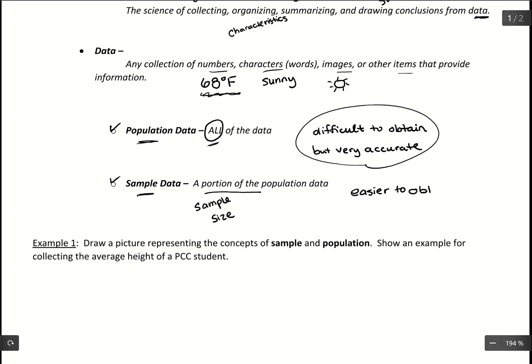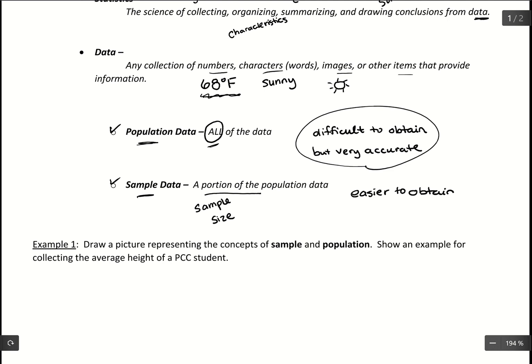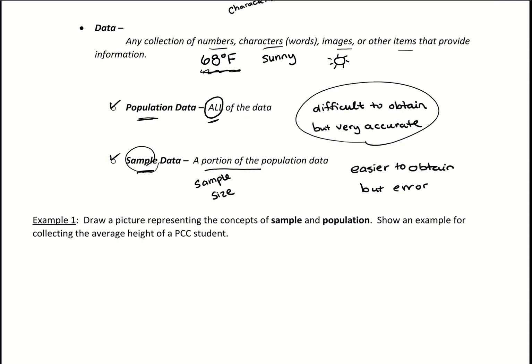However, there is going to be some error involved. It's not going to be a perfect reflection, but depending on how we collect our sample, it should be pretty close. But there might be error to it. So what we're going to do here is practice this idea of population versus sample, because this is going to be a theme that we talk about pretty much throughout the whole course, because it's very important. Are we talking about a population or are we talking about a sample?